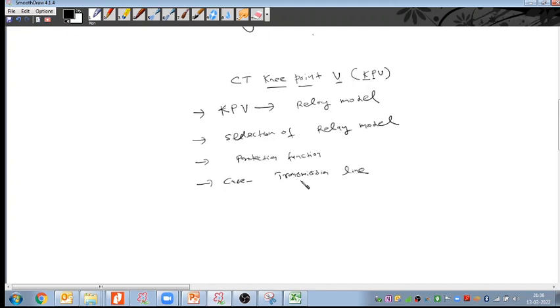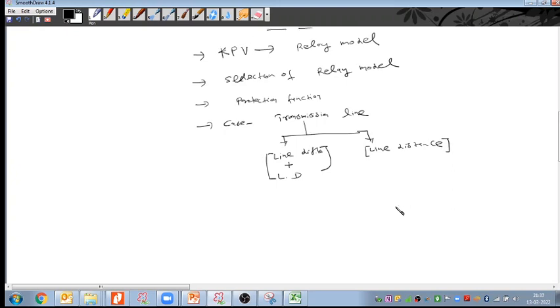For this transmission line we require two protection functions. One is line differential, and second is line distance. Here we discuss the short line. For the short line we take both line differential and line distance, and for the long line we take only line distance. So let us start from the short transmission line.